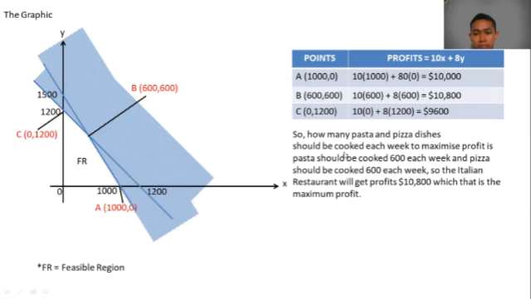So, how many pasta and pizza dishes should be cooked each week to maximize profit? Pasta should be cooked 600 each week, and pizza should be cooked 600 each week. So the Italian restaurant will get a profit of $10,800, which is the maximum profit.